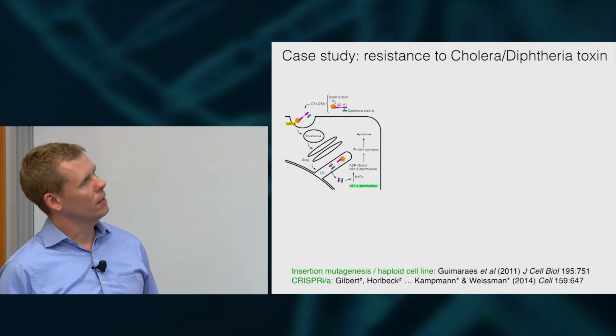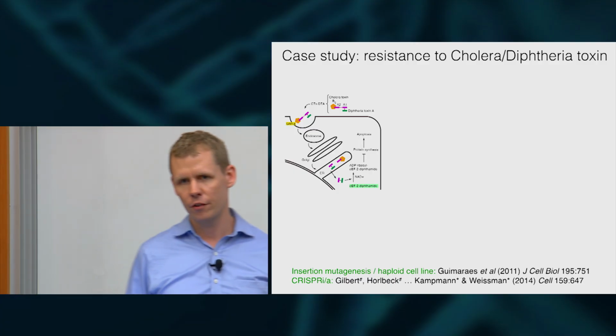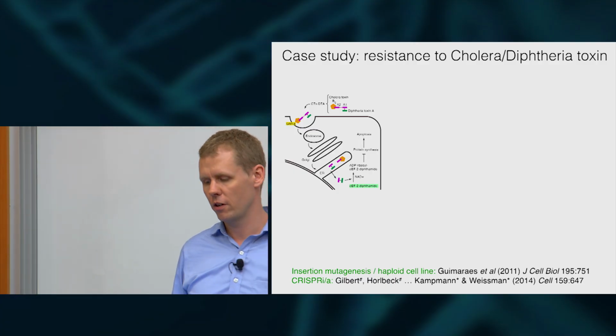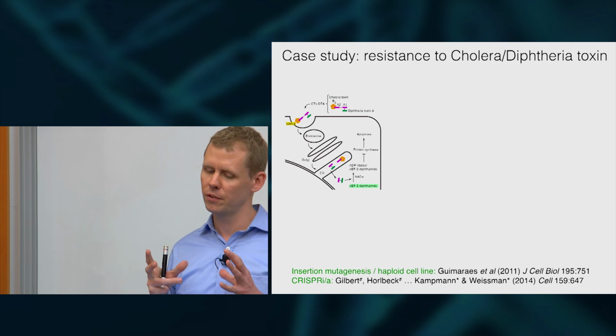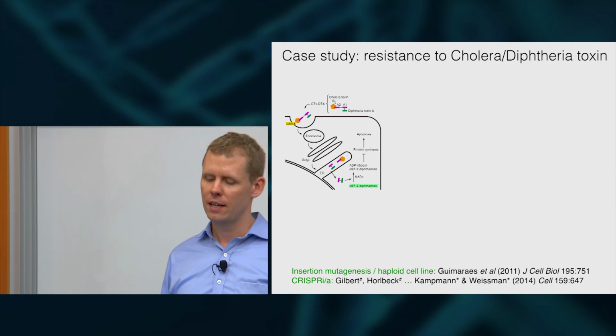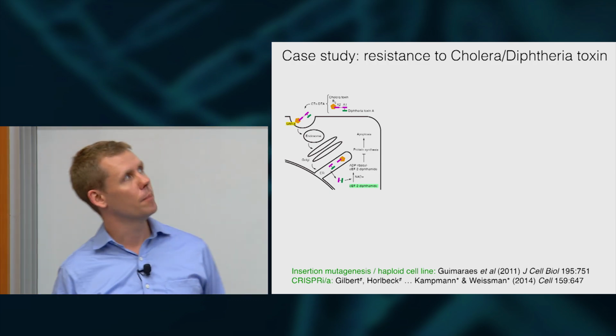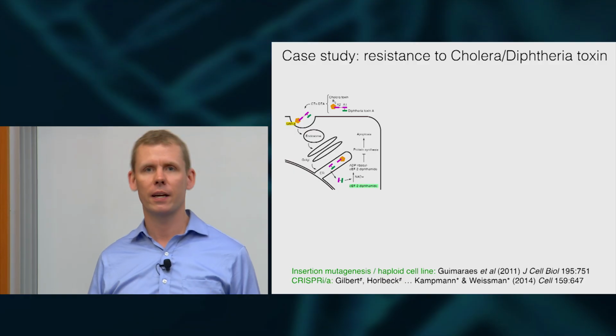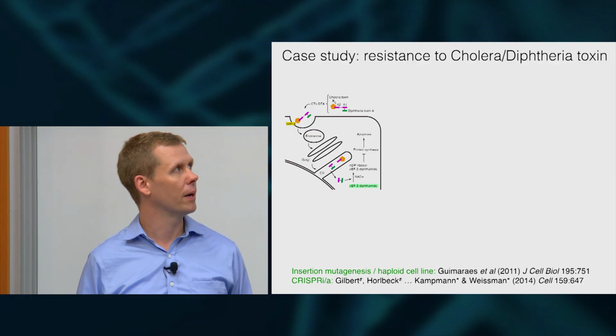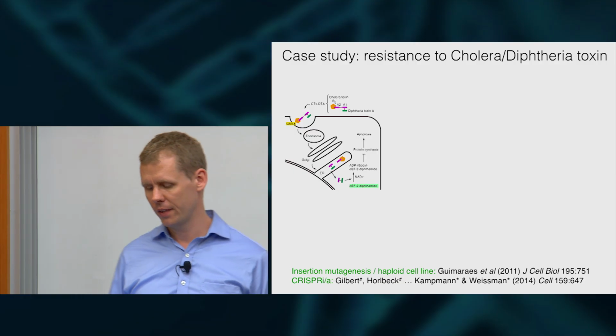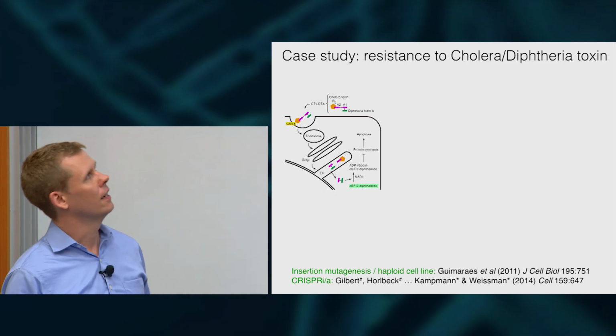Here's another example that I think nicely illustrates the type of cell biology that we can learn, and shows how, starting from one phenotype, in this case resistance to a specific bacterial toxin, we can actually pick up a lot about general cell biology in a quite impressive way.